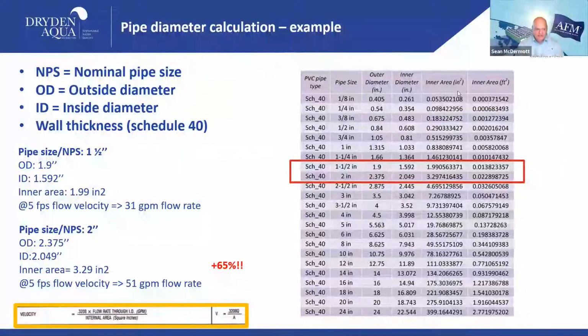What's pretty incredible is that a 2 inch pipe, not a whole lot bigger and not a whole lot more expensive, is going to give us 65% more flow at the same velocity. And that's because the inside diameter is much larger, or excuse me, the inside area is much larger at 3.29 square inches. So again, at 5 foot per second flow velocity, we are able to achieve a 51 gallon per minute flow rate.